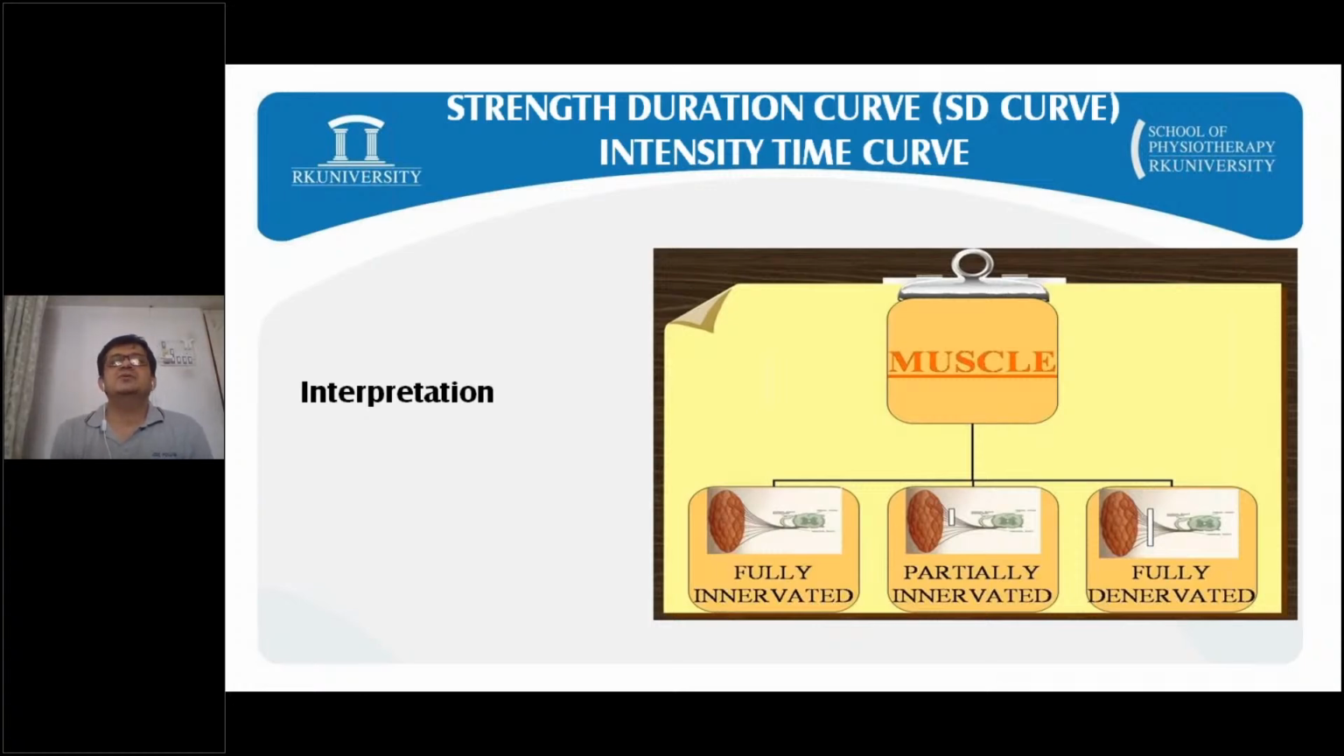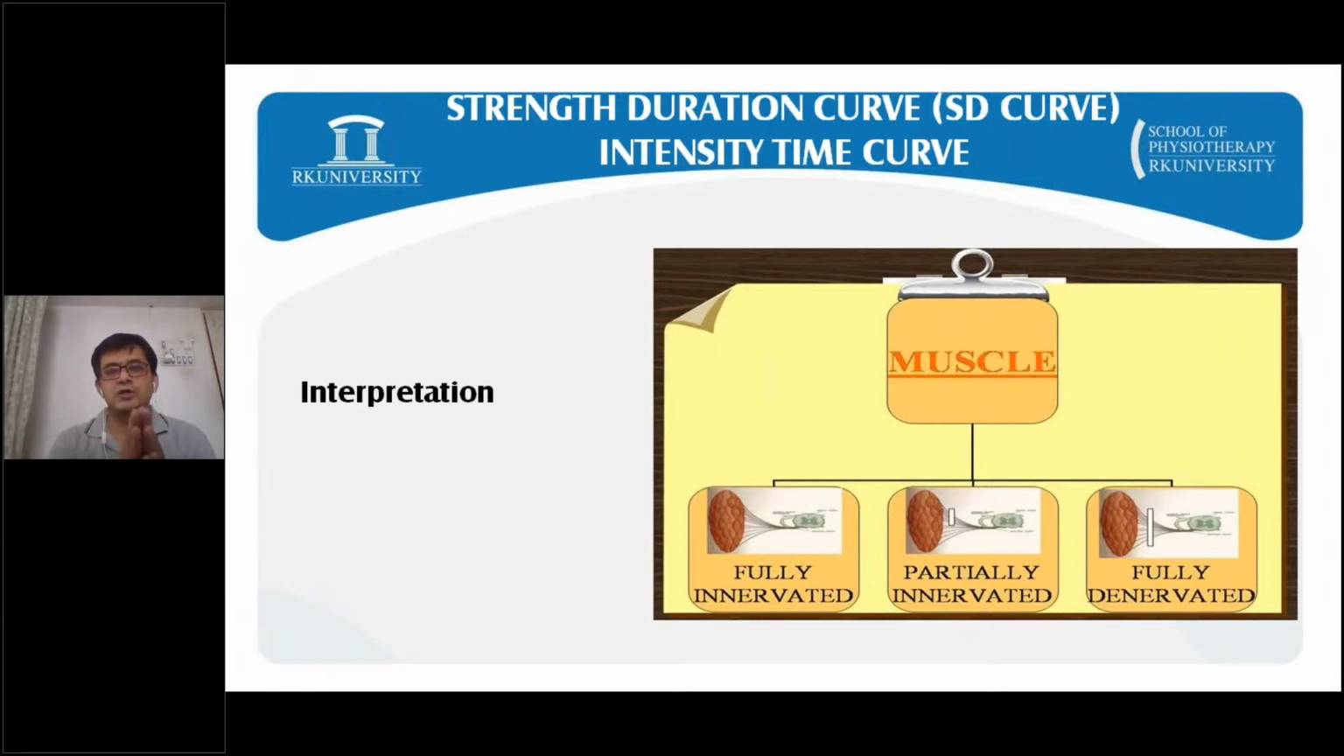Many times I have seen that we are confused after performing an SD curve, but there is no need to be confused. There are only three possibilities of interpretation. One is a fully innervated muscle, which is normal. Another is a partially innervated muscle, meaning a few muscle fibers have nerve supply and a few muscle fibers don't have nerve supply. And another is fully denervated, meaning there is not a single muscle fiber that is supplying your muscle.